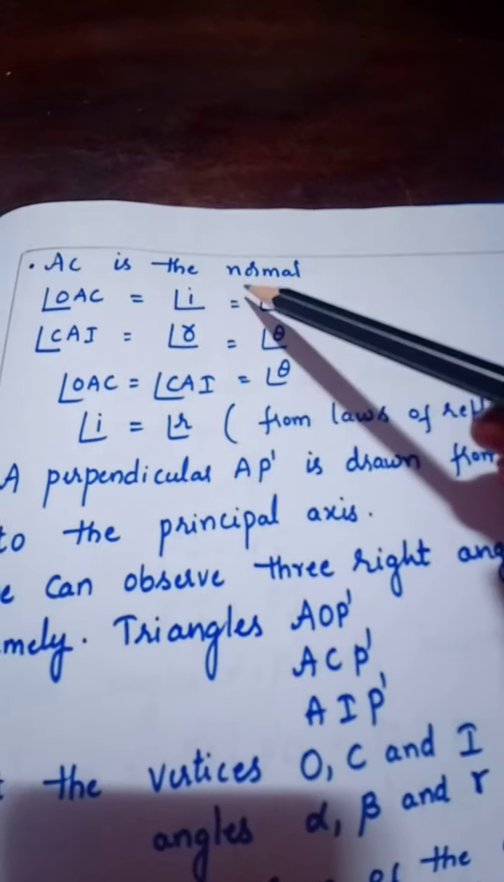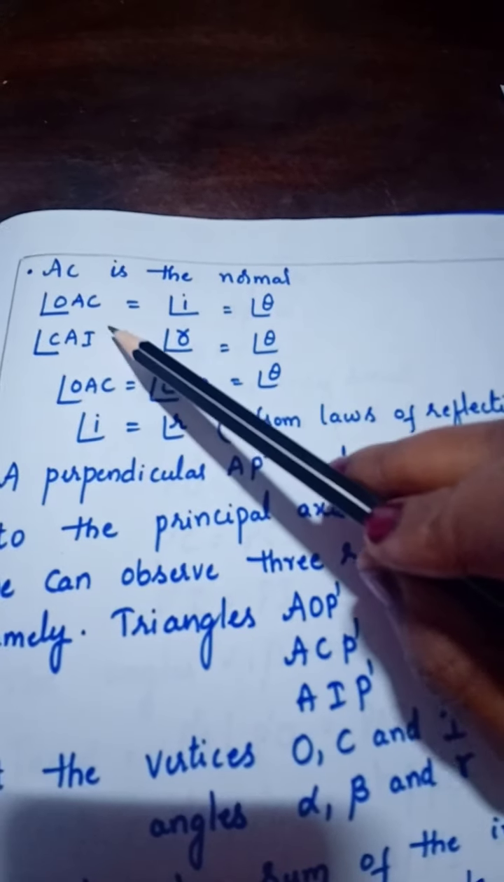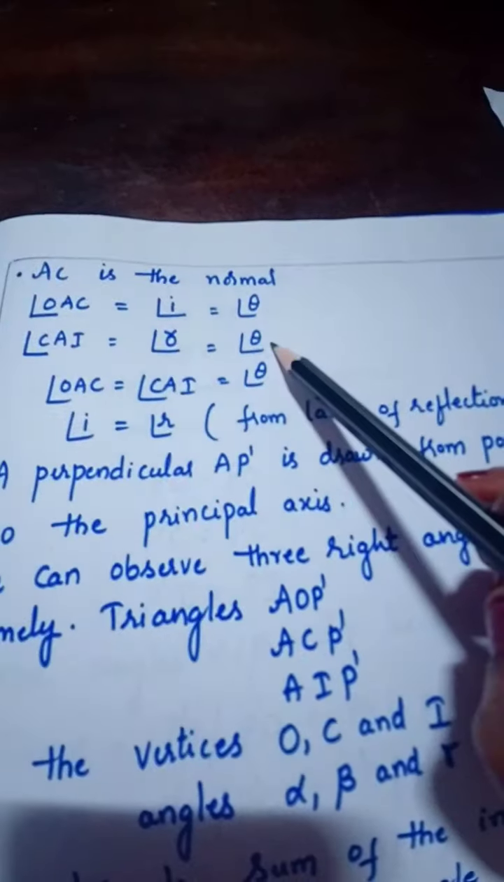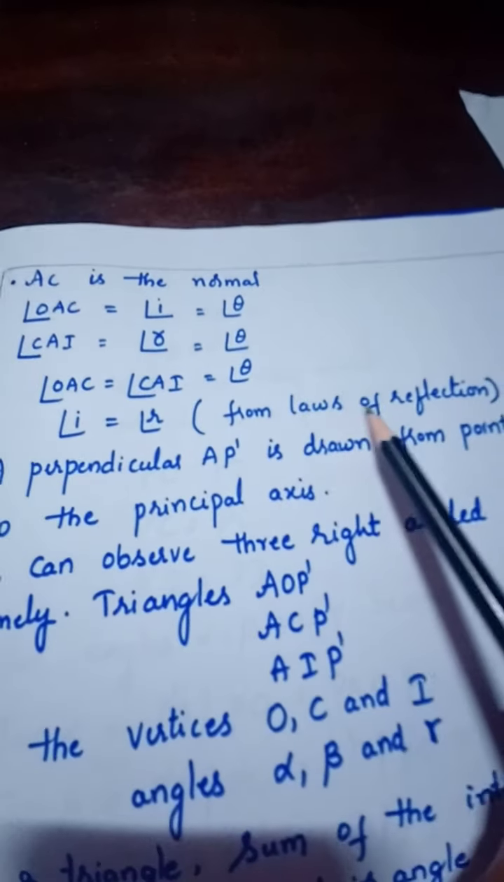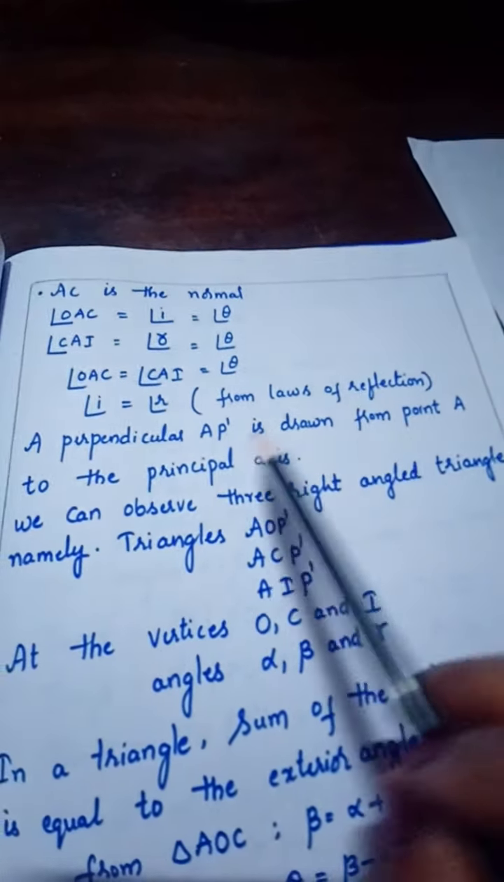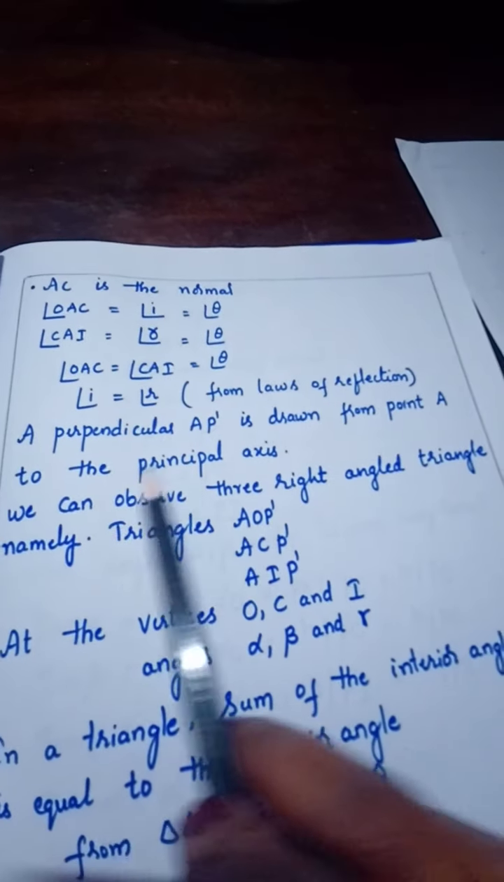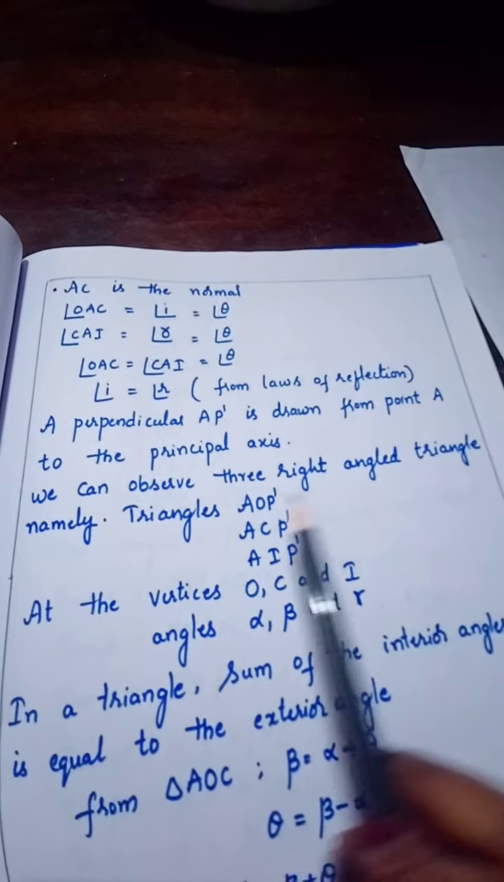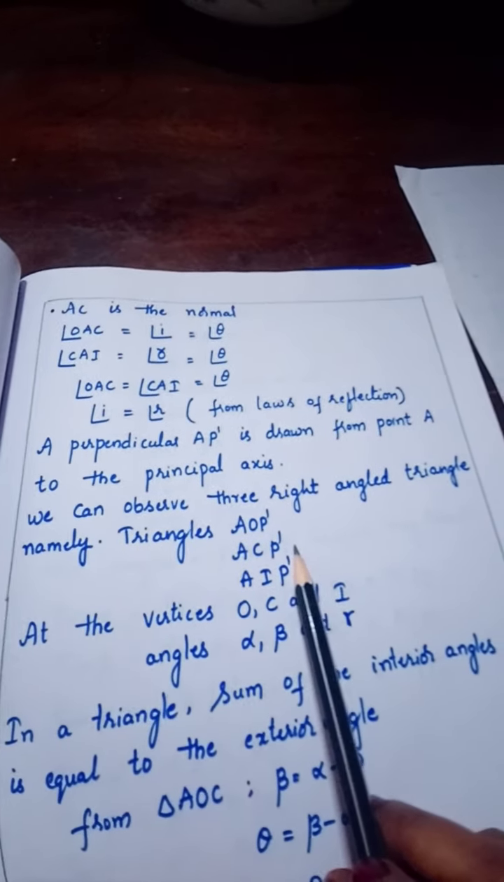Let's see here. Angle OAC, the angle of incidence, is theta. Angle CAI, the angle of reflection, is also theta. Both of them are equal from the laws of reflection. AP dash is drawn perpendicular from point A to the principal axis. I told you just now. We can observe three right angle triangles, namely AOP dash, ACP dash, AIP dash. Let us see what the three triangles are.